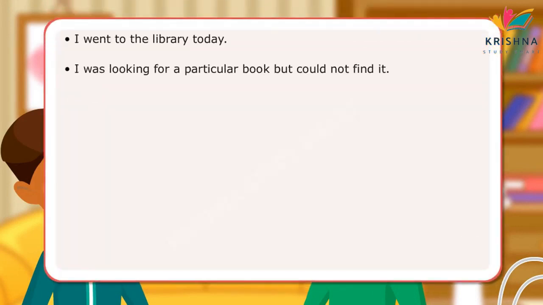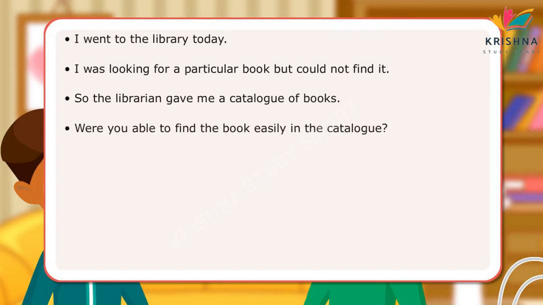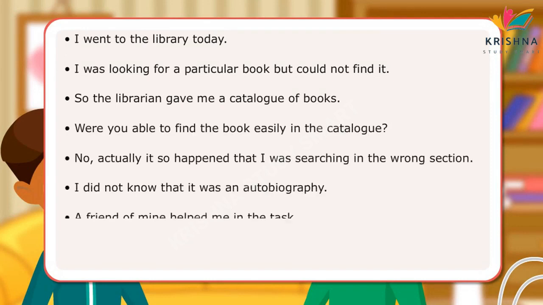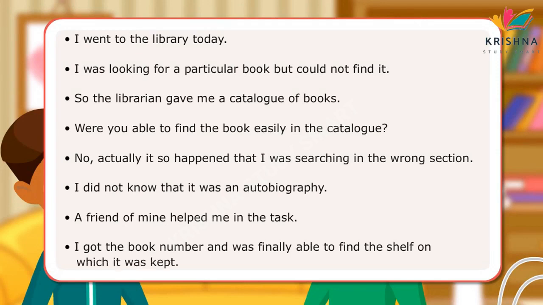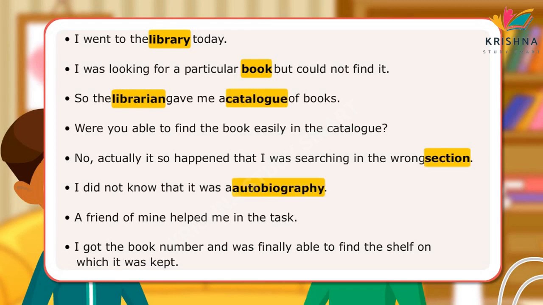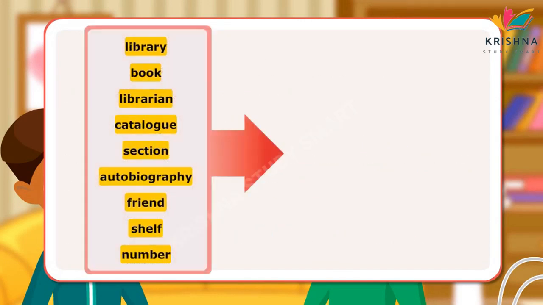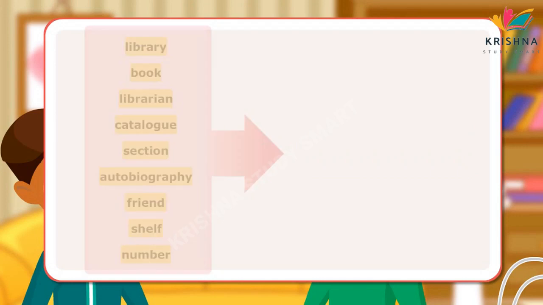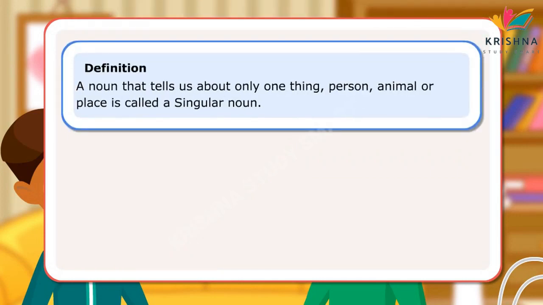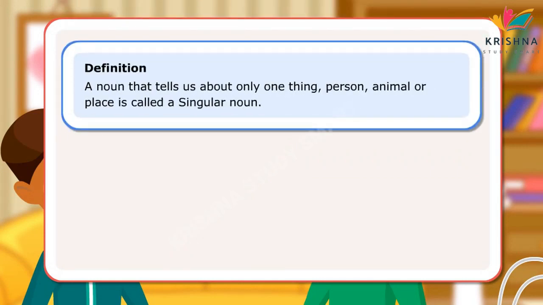Sejal and Ravi have spoken about a single thing, place, or person several times in their conversation. The words library, book, librarian, catalogue, section, autobiography, friend, number, shelf are examples of singular nouns. Definition: a noun that tells us about only one thing, person, animal, or place is called a singular noun. Let us look at a few sentences.